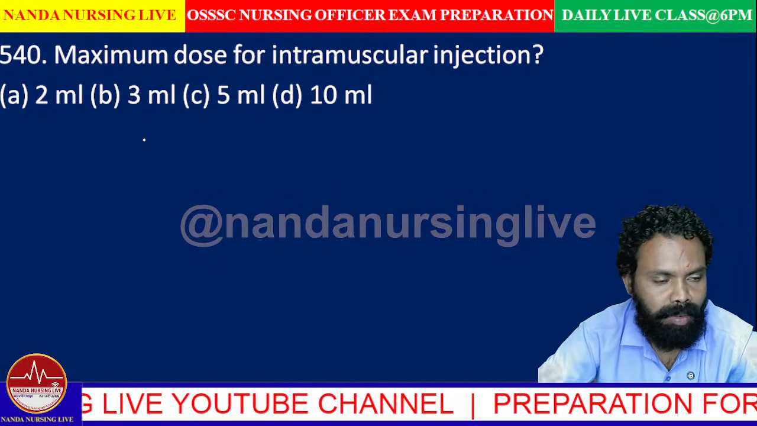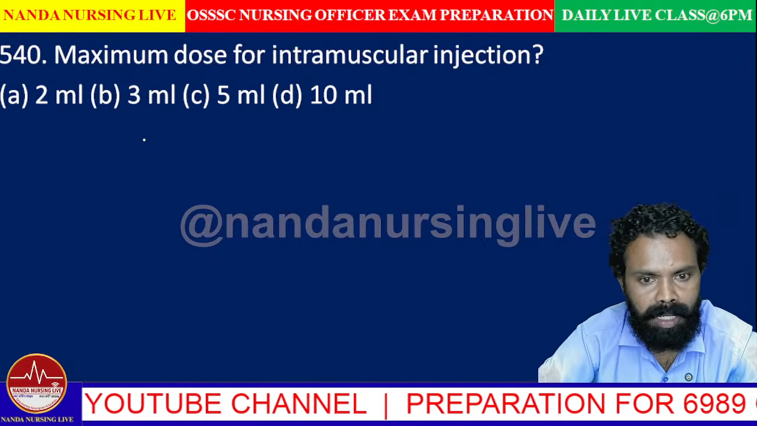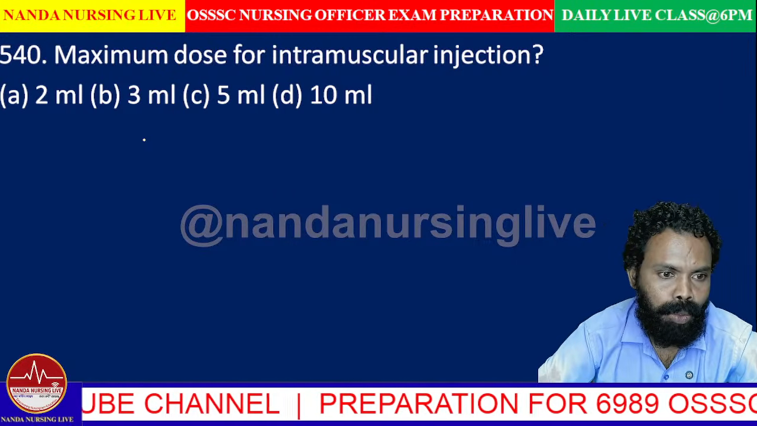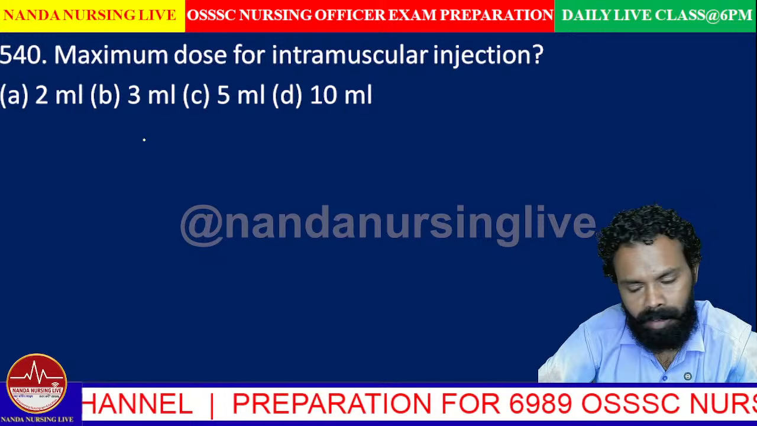Next question, question number 540: maximum dose for intramuscular injection. Options are 2 ml, 3 ml, 5 ml, 10 ml.